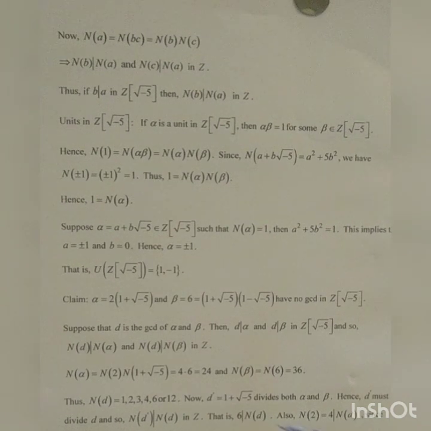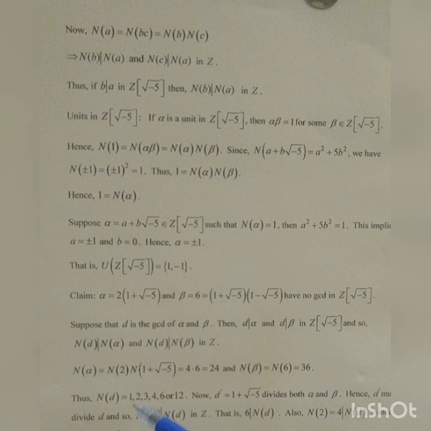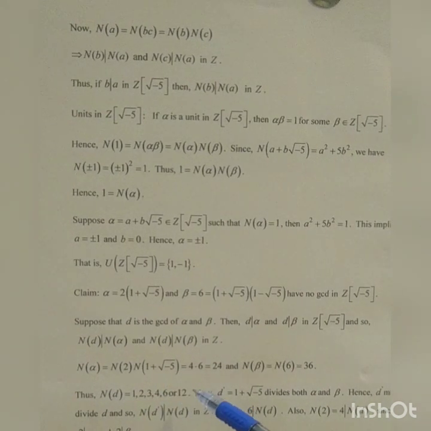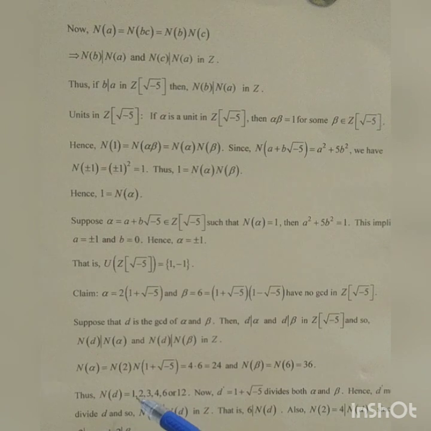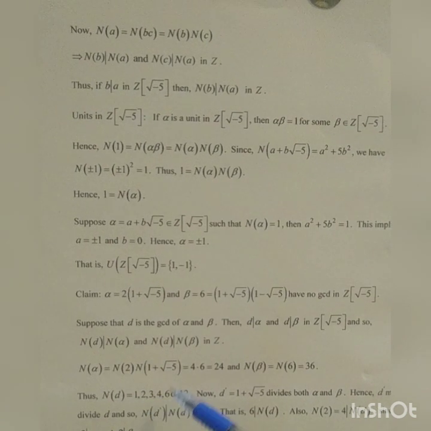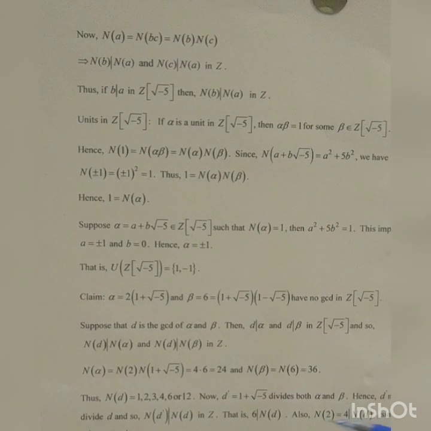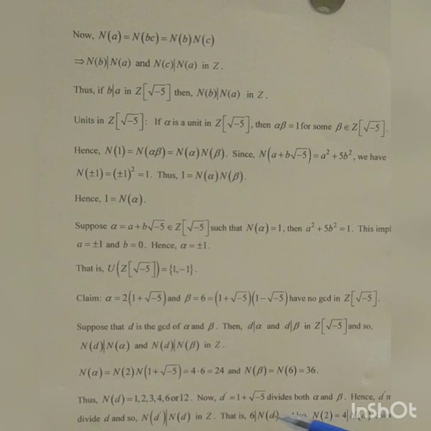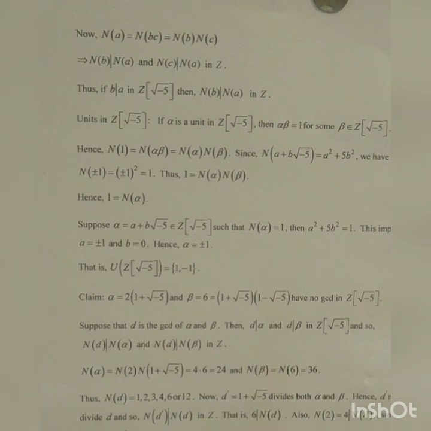So both of these two numbers must divide N of d. And we are having possibility for N of d is 1, 2, 3, 4, 6 or 12. If you take any of these values 1, 2, 3, 4, 6, then 6 divides N of d and 4 divides N of d, both of them may not be possible. So that's why we are left with the option that N of d will be equal to 12. This implies N of d is equal to 12.